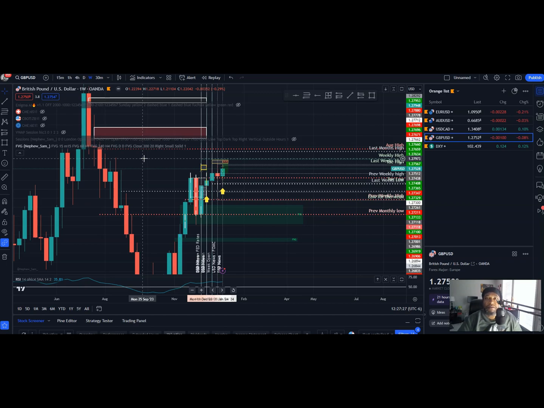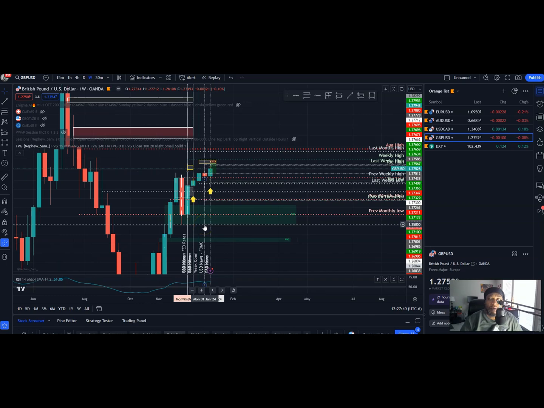The only instrument that I do trade is GBPUSD. I trade it from a futures perspective, as well as from a forex perspective. So if you're with me on this journey, you'll see how I do my markups here.